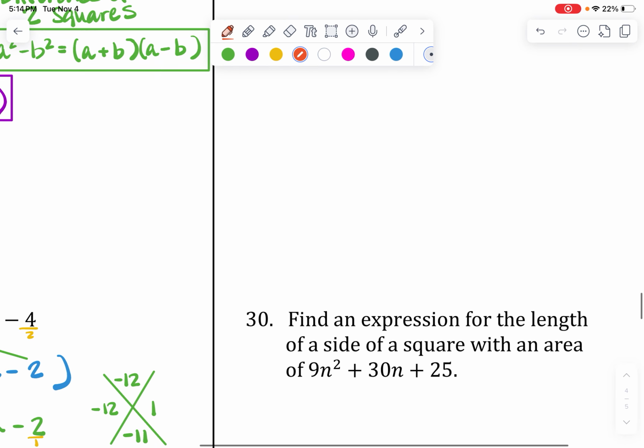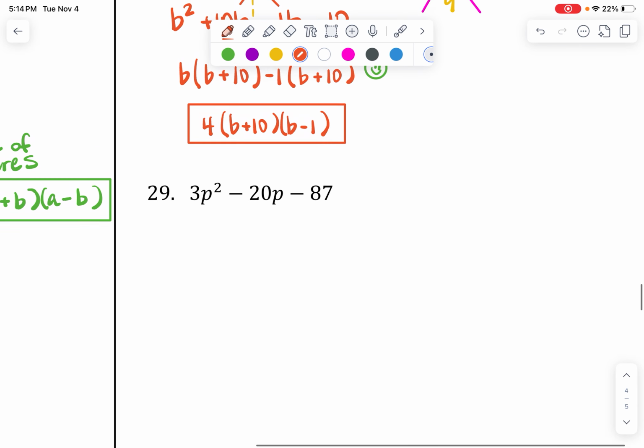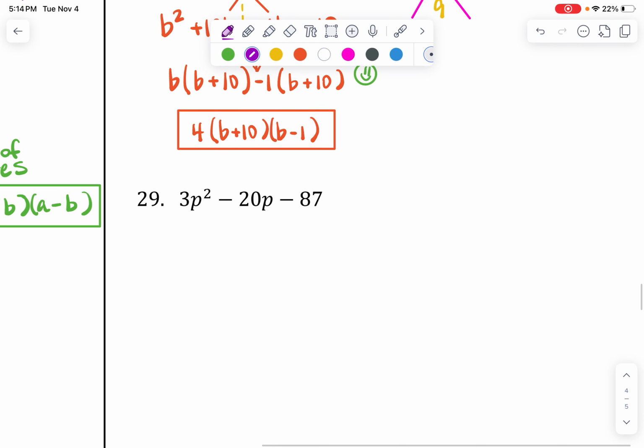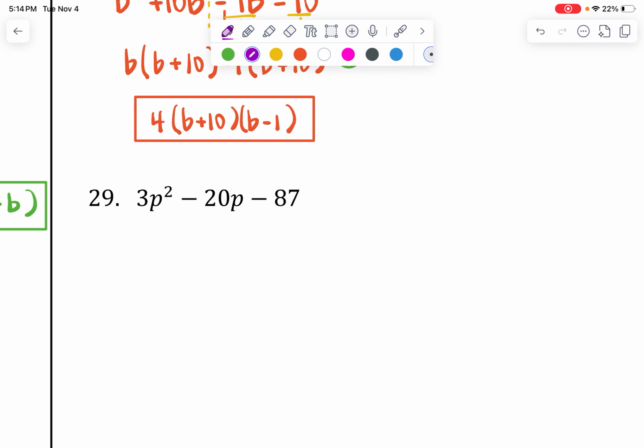All right. Last few questions. Number 29. Let's see. 3, 20, and 87. Those do not have a GCF, right? And so I'm just stuck working with these really big numbers, which is totally fine because my calculator is going to do a lot of the work for me, right? So I don't know what 3 times negative 87 is. So I'm going to type that in my calculator. Oops, I accidentally hit divide.